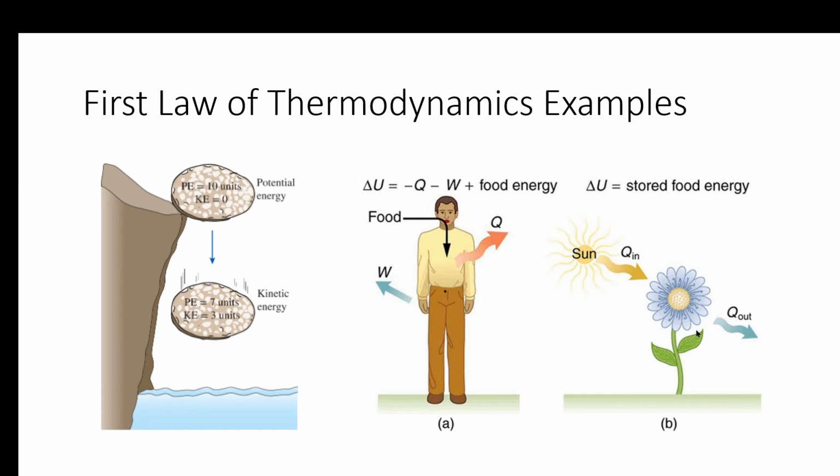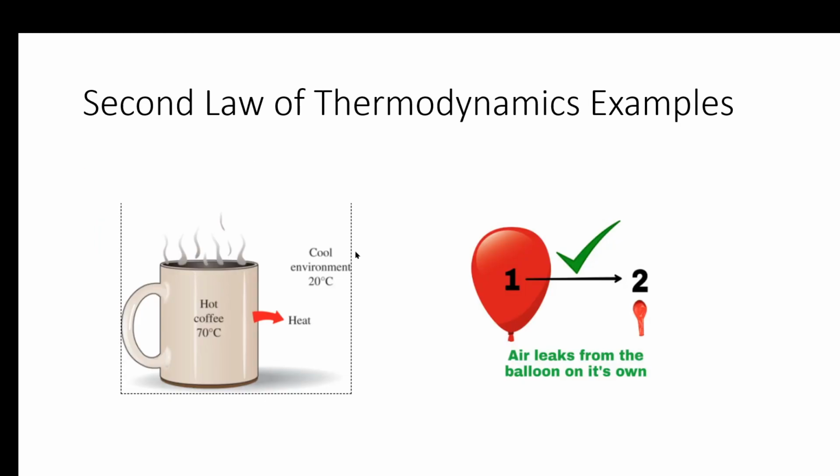And then here's another one, a flower. It's like the change in stored food energy. Okay, so whatever energy comes in from the sun, whatever you dissipate, and that becomes the change. All right, so those are just some examples, but it's all accounted for. Okay, all right. This is the first law of thermodynamics.